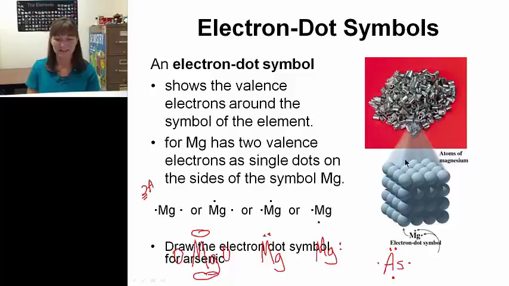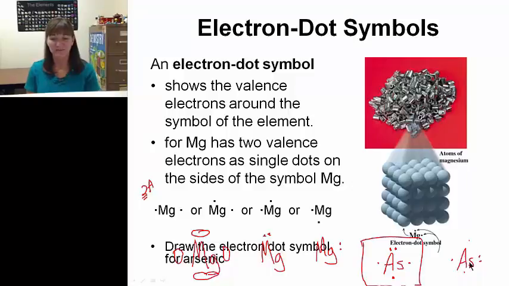So this is the answer. This is the electron dot symbol for arsenic, showing the 5 valence electrons. It would have been just equally okay if you had your pair of electrons over here. What I'd be looking for if I'm grading it is that there's one pair and then 3 that don't have a pair.